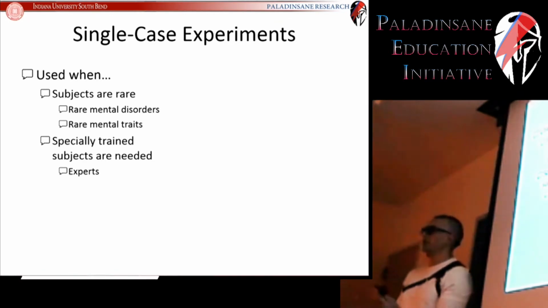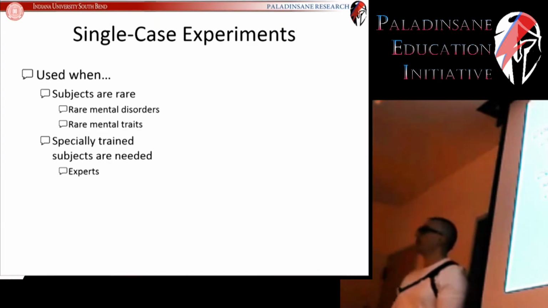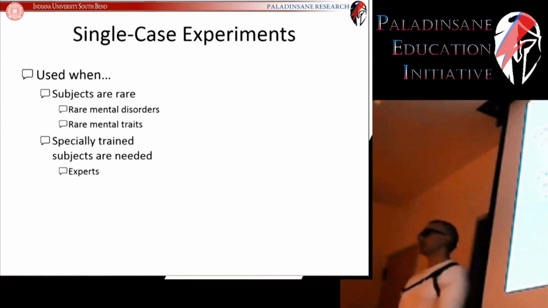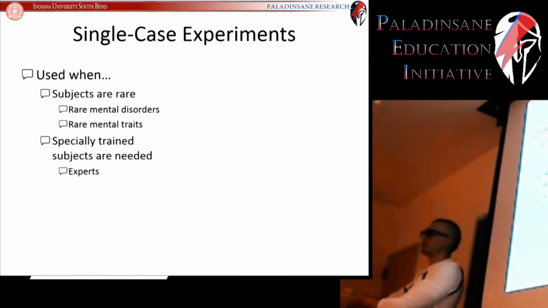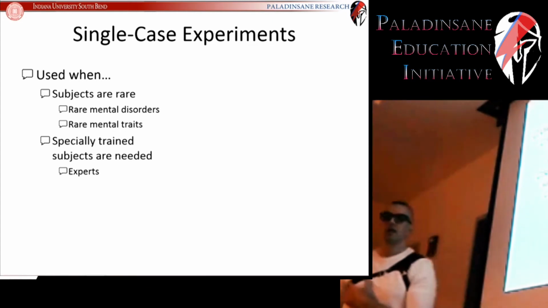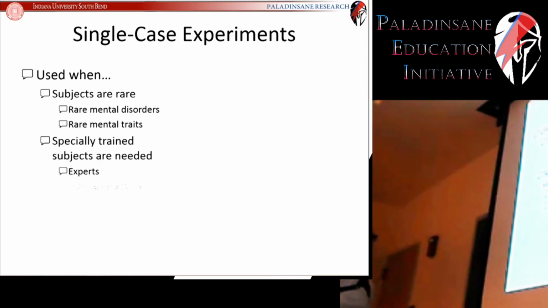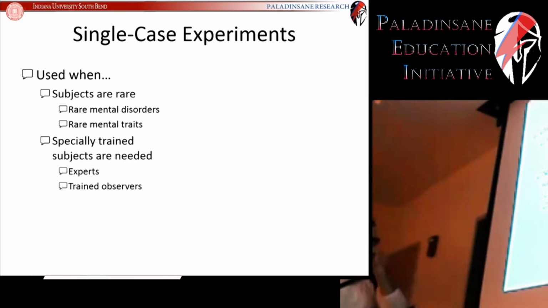So for example, if you're doing research in the psychology of art, oftentimes you will split your subjects into novice, everyday typical subjects, and art experts, really educated art experts. And you might not get a whole bunch of different art experts. Other ones include trained observers.